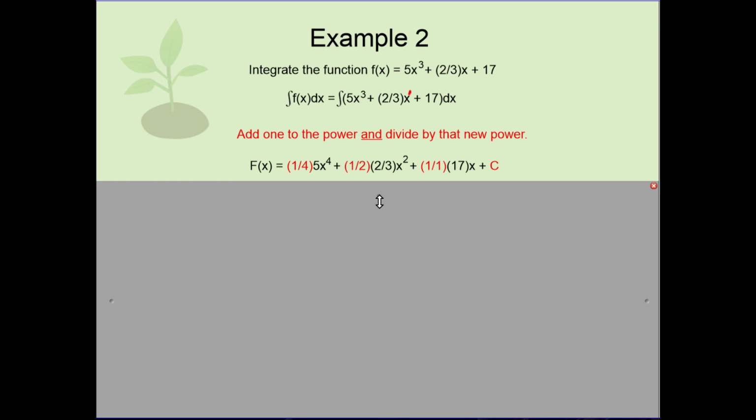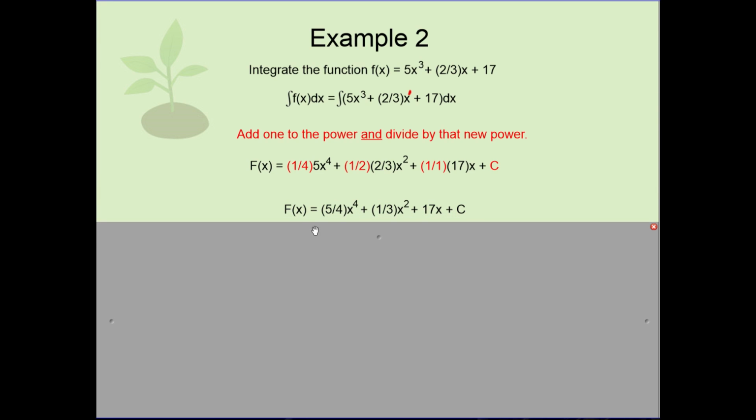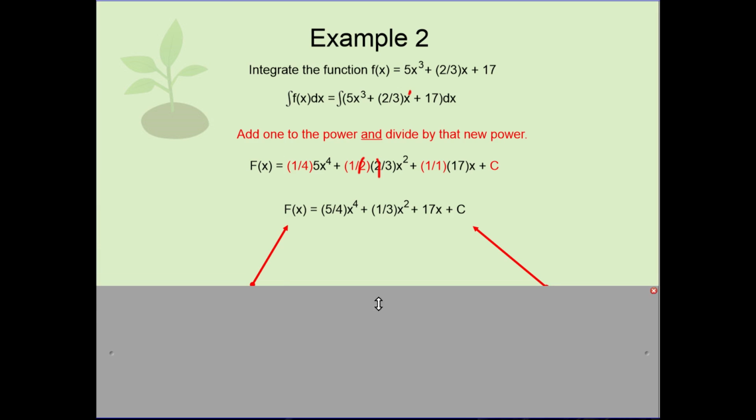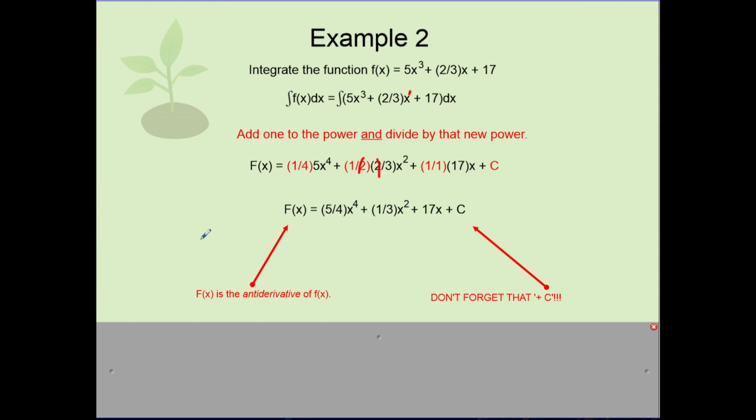So we want to simplify this down just a little bit. 1/4 times 5 is 5/4. 1/2 times 2/3. Well, we have a 2 in the denominator here and a 2 in the numerator here, so these can cancel out, and we end up with 1/3 x squared. And of course 1 over 1 is 1 times 17 times x is just going to be 17x plus c. And again, we have capital F of x because it's the antiderivative of little f of x. And never ever forget that plus c.